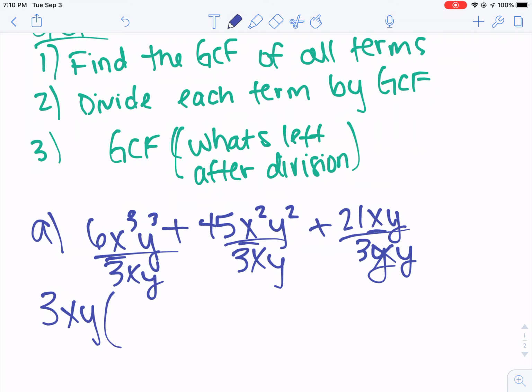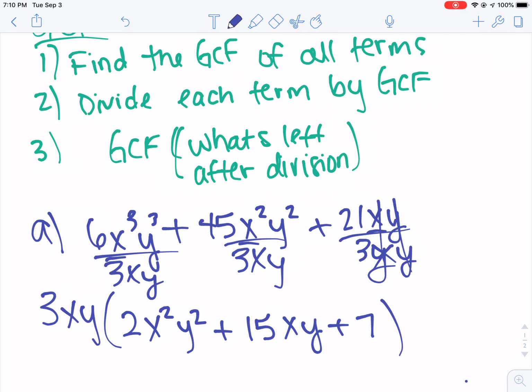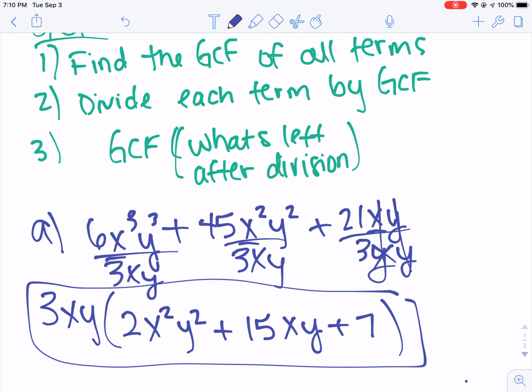So 6 divided by 3 is 2. When you do the x's, you're subtracting their powers. So 3 minus 1 is 2, squared, or 2 x's left. And then the same thing with the y's. 45 divided by 3 is 15. 2 minus 1 leaves me with 1x. 2 minus 1 leaves me with 1y. And then 21 divided by 3 is 7. The x's cancel, the y's cancel. And that is your answer. And that is factoring using greatest common factor.